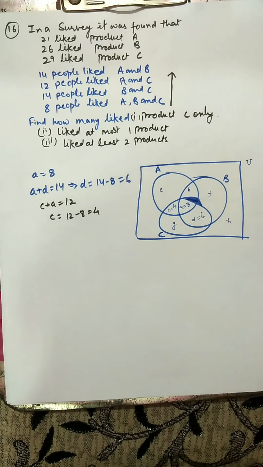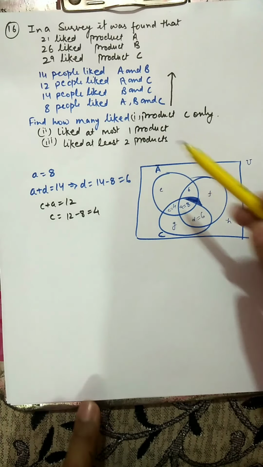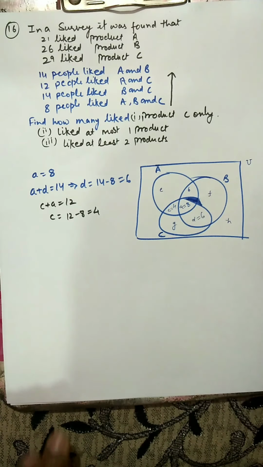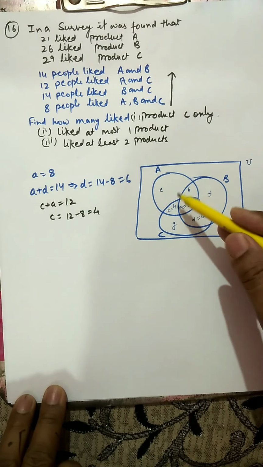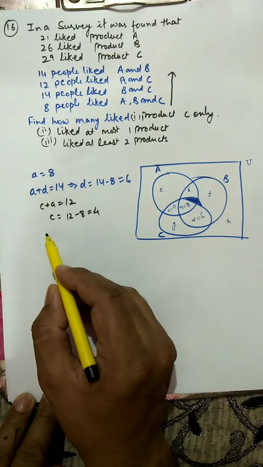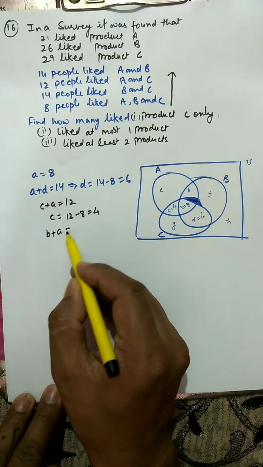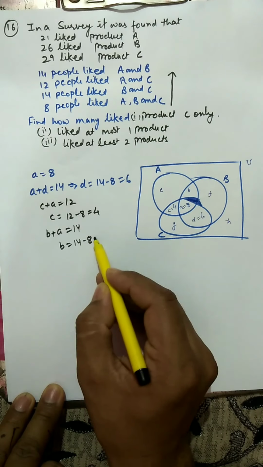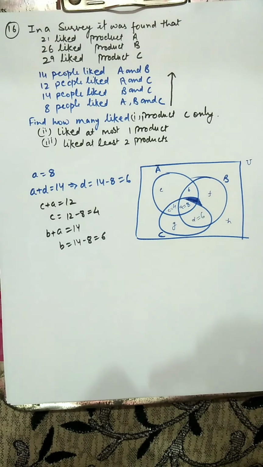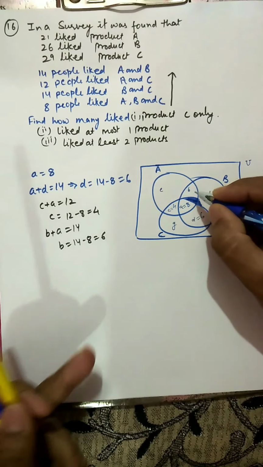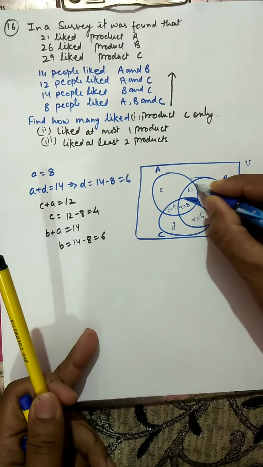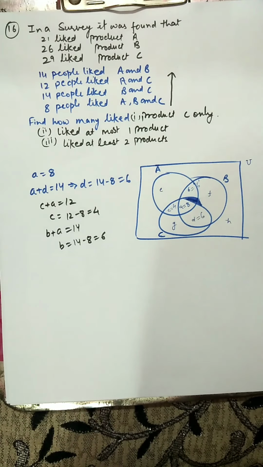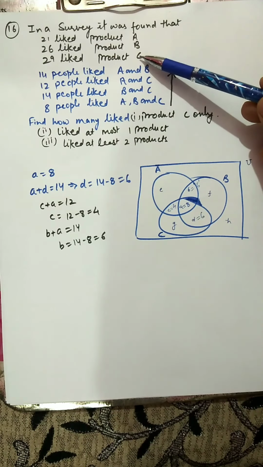Now next one. 14 people like product A and B. So A and B, there are 14 people. So you see, in A and B, B plus A equal to 14 is given. So B will be 14 minus 8. So B will be 6. So you can write this value B here as 6.